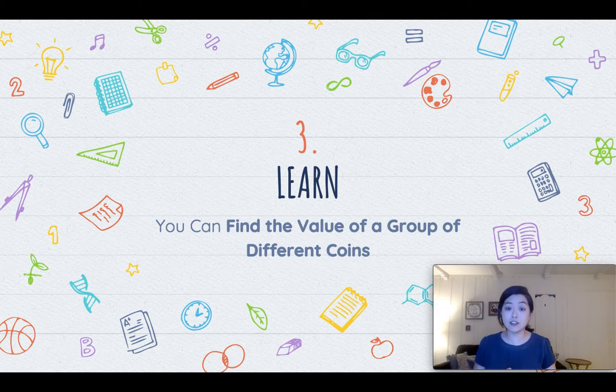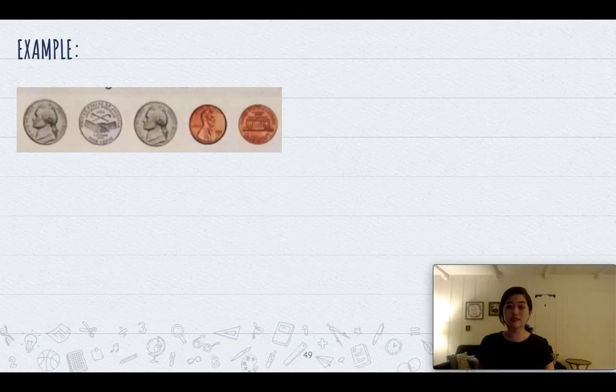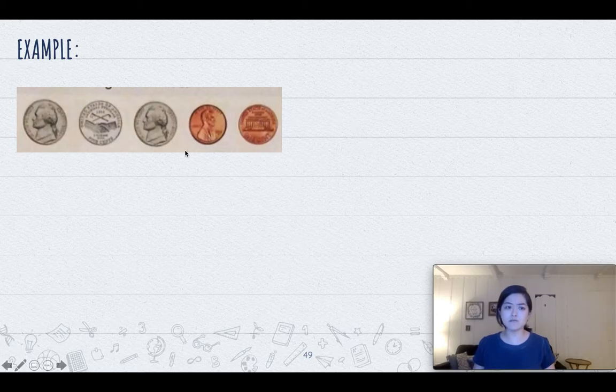Now we're going to find the value of a group of coins that are different. Let's look at this example. What kind of coins do you see? I see some nickels. I see some pennies. What's the value of 1 nickel? 5 cents. What's the value of 1 penny? 1 cent. So we're going to skip count to find the total.